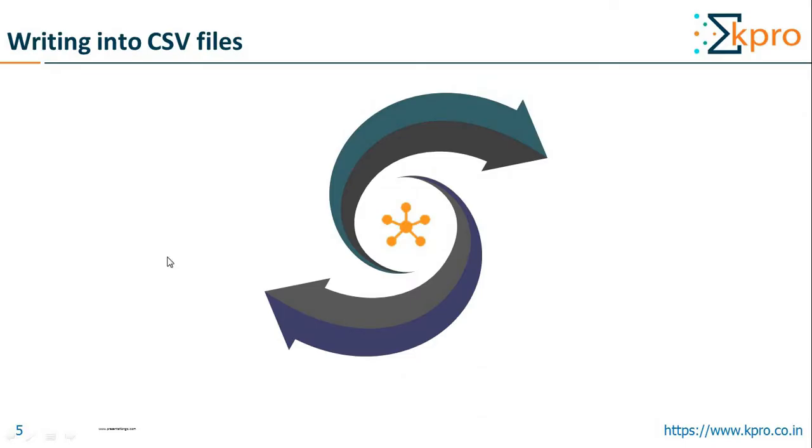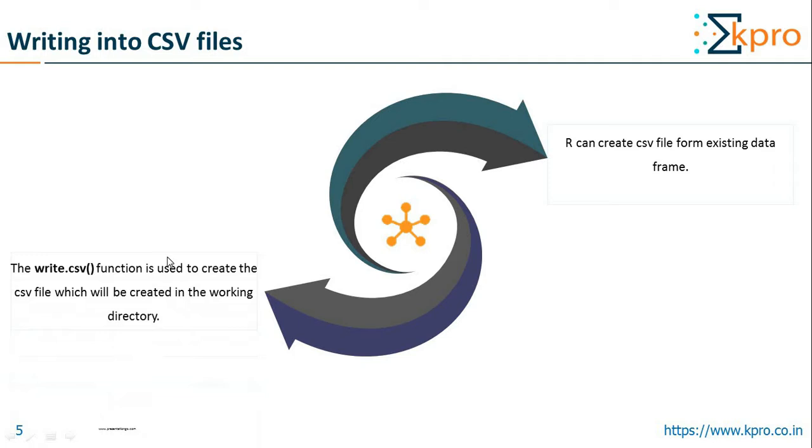Now we'll learn how to write a CSV file from the existing data frame, and that can be done using the write.csv function. This is used to create the CSV file which will be created in the current working directory, and this CSV file will be created from an already existing data frame. So let's see how we can achieve this.